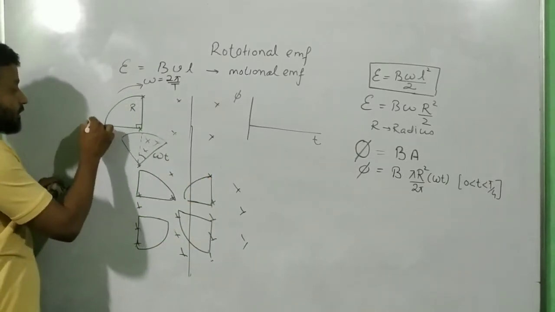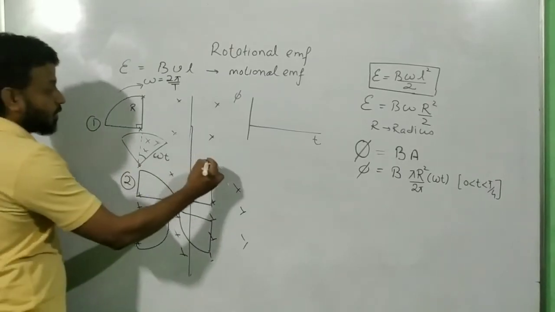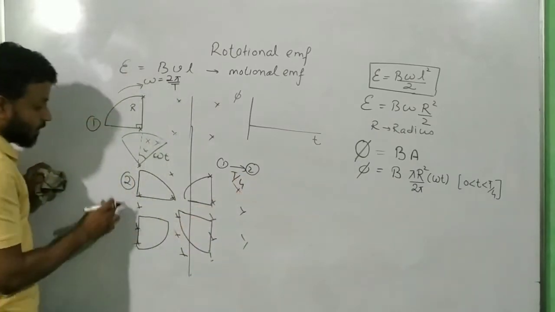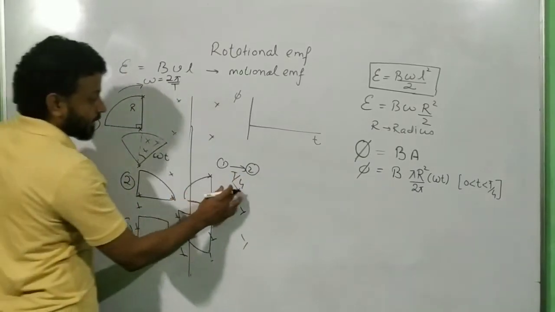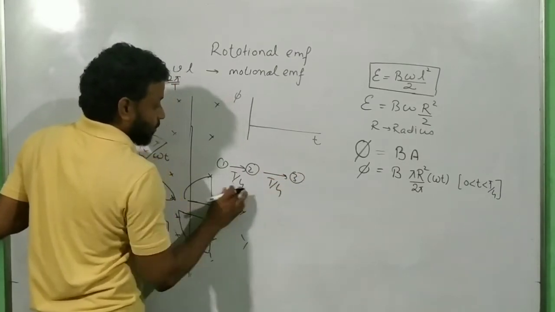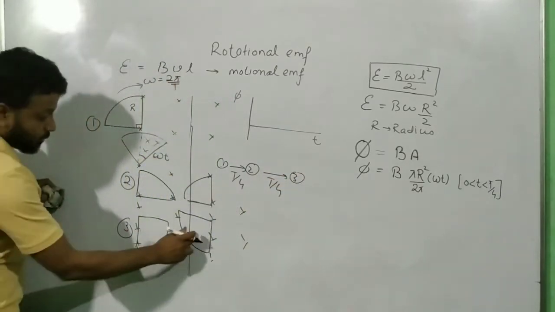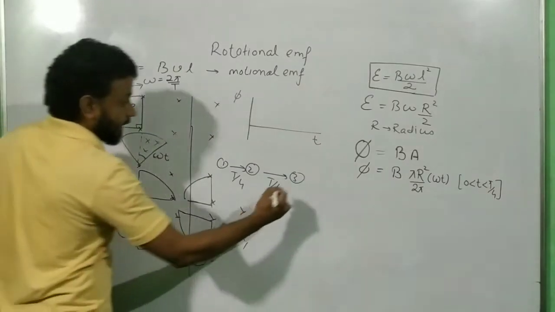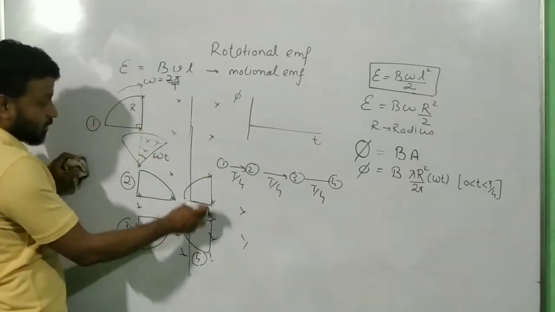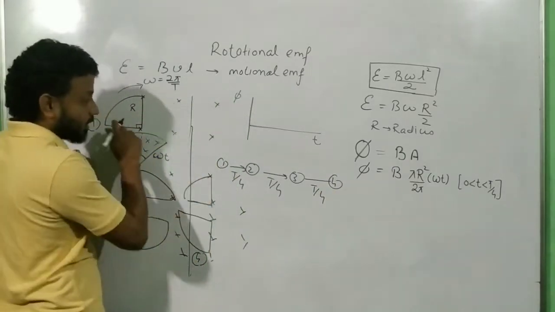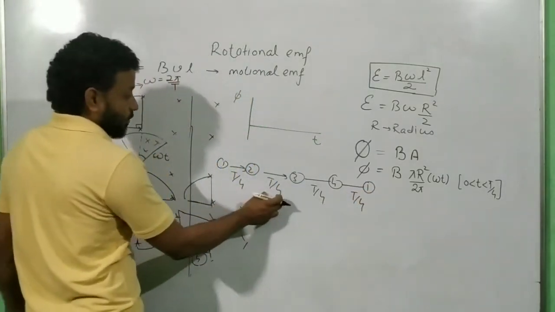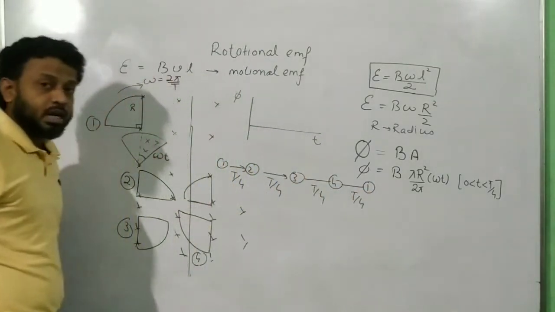So this is position 1, this is position 2. From position 1 to position 2, it takes a time of T by 4. From position 2 to position 3, it takes another T by 4. From position 3 to position 4, another T by 4. From position 4 to position 1 again, it takes another T by 4. T by 4 four times, total time is T.